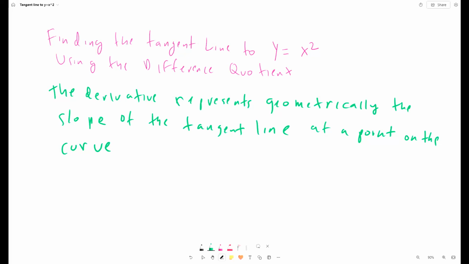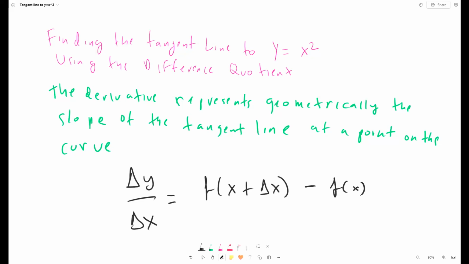And now the difference quotient. The difference quotient states that delta y over delta x is equal to f of x plus delta x minus f of x, over delta x.